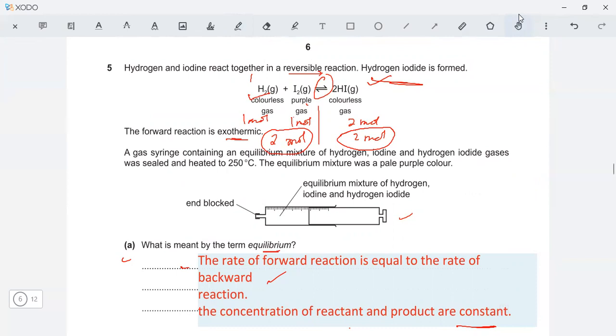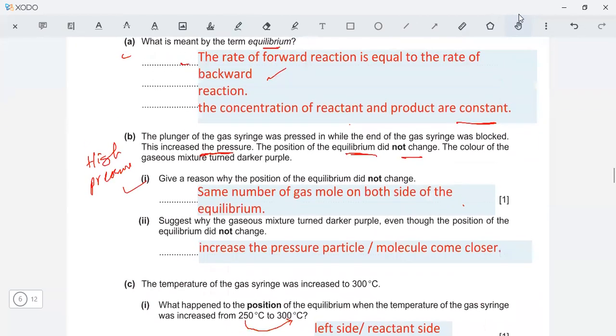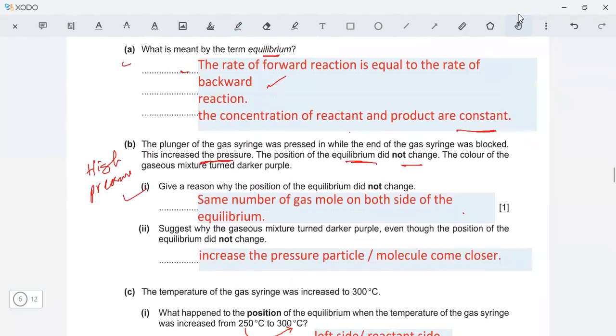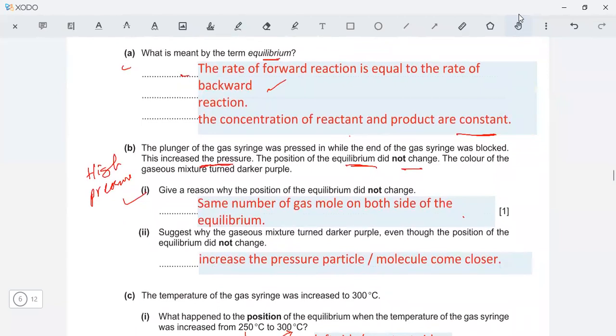So we know from Le Chatelier's principle, if the number of moles of reactants is equal to the number of moles of products, the same number of moles of gases present in the reactant and the product, then there will be no effect of the pressure. So that is why the position of equilibrium did not change. So you can write that the same number of gas moles on both sides of the equilibrium is the same, so there will be no change.